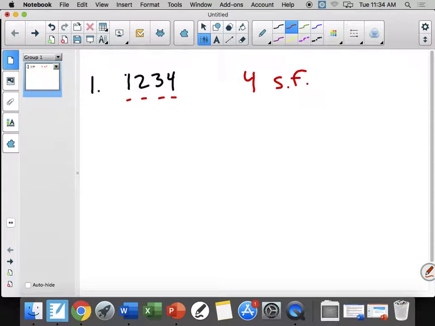And just to avoid any confusion, some people say significant digits, some people say significant figures. It means the same thing. Okay, I say sig figs.